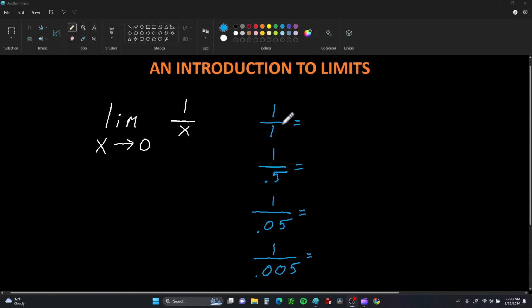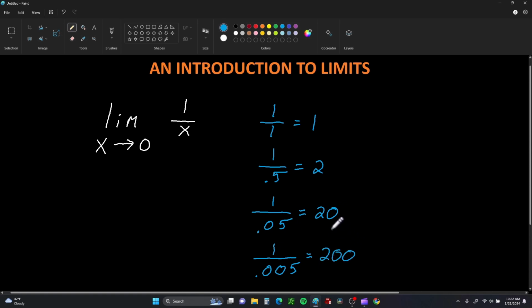So here what I've done is set up 4 fractions, and I'm decreasing the value of the denominator as I move on. So 1 divided by 1, well, that's just a 1. 1 divided by 0.5, that's a 2. 1 divided by 0.05, that's 20. And 1 divided by 0.005 is 200.